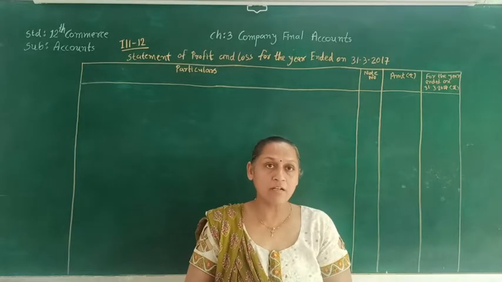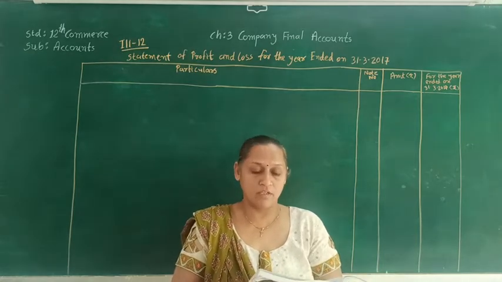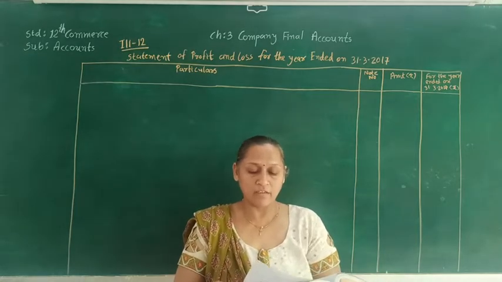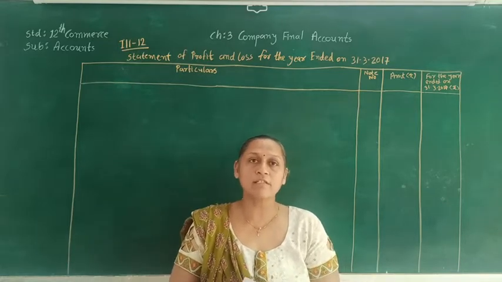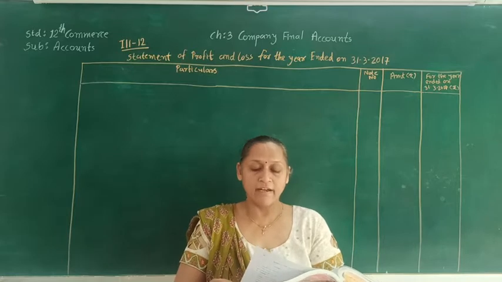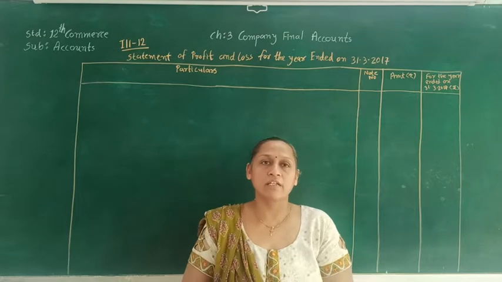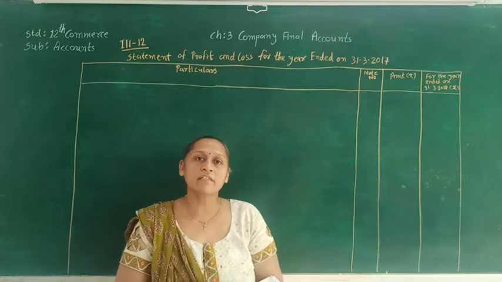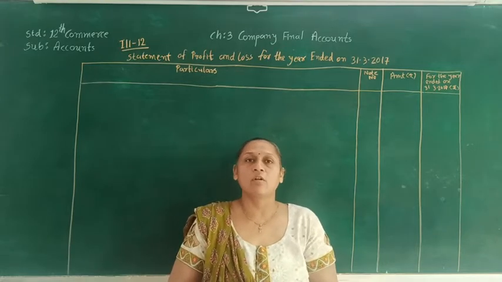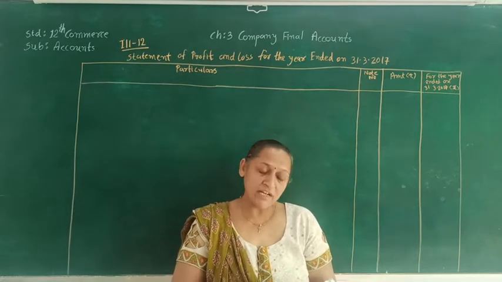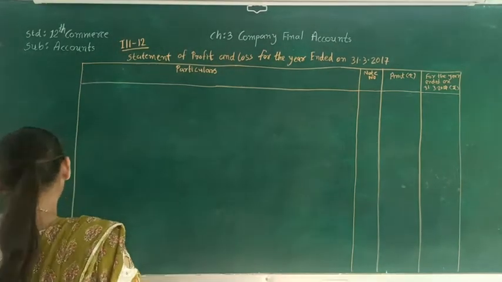Let's see illustration number 12. Prepare statement of profit and loss account of Paras Limited from the following information for the year ending 31st March 2017 as per Schedule 3 of the Company Act 2013. So here they are asking us to prepare profit and loss statement, and as we know Schedule 3 is giving us the particulars about the statement of profit and loss account. So let's write that first, then we are going to put the balances from the sum. So let's write that statement of profit and loss account.